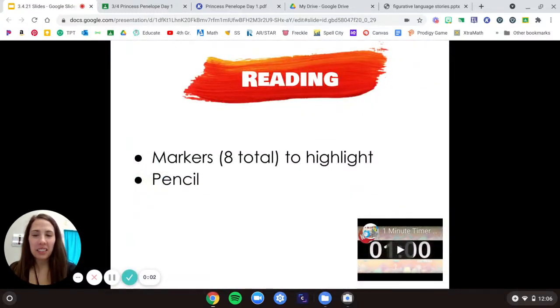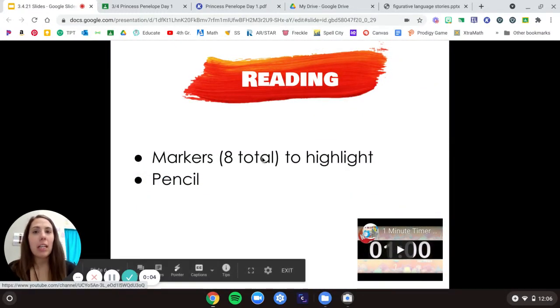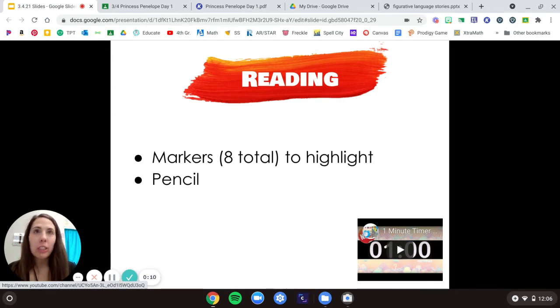Hi, fourth grade friends. So for reading today, you're going to want 8 different colored markers to use as highlighters, okay? So we just said not to black. If you have brown or gray, that would work. Gray would work better almost for your second highlighter. But otherwise, your rainbow colors and pink would be great, okay?